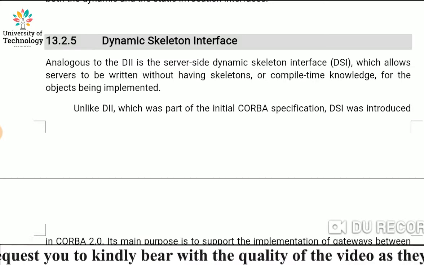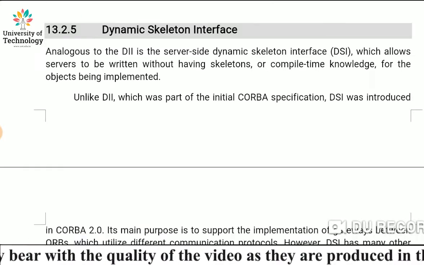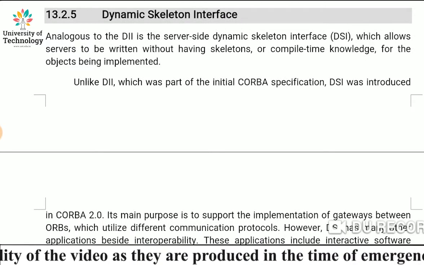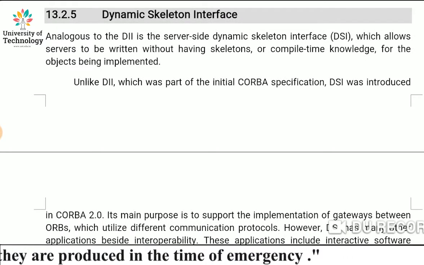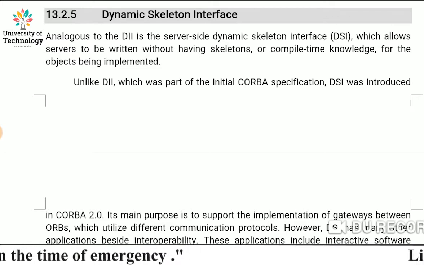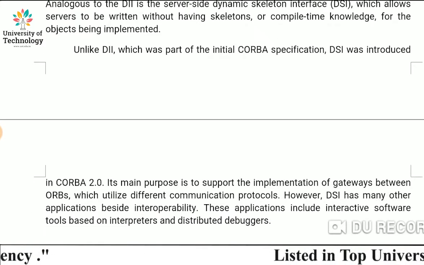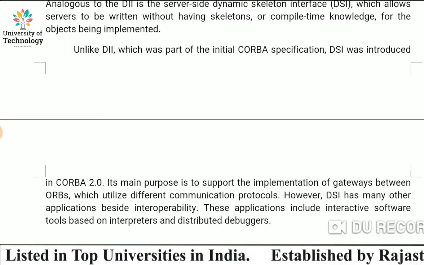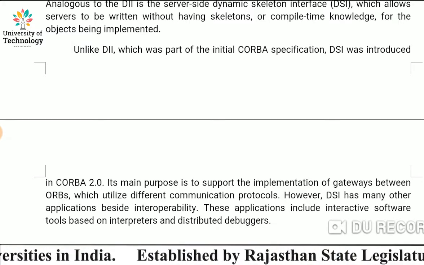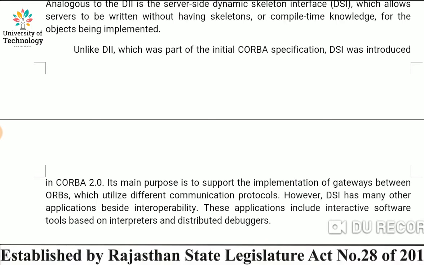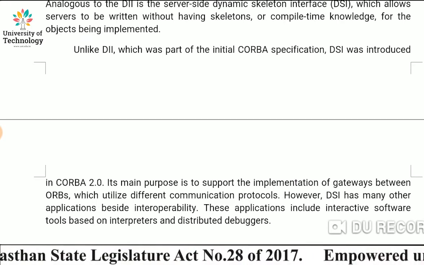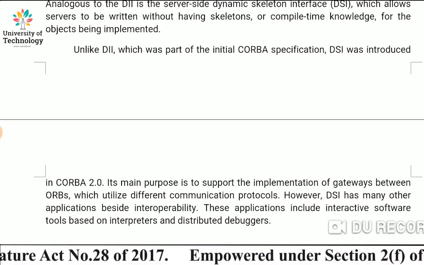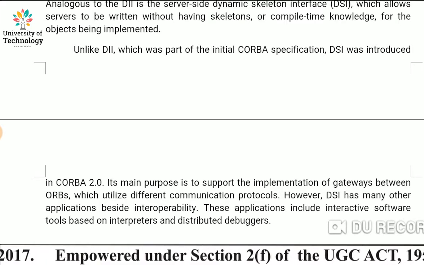What is DSI? Dynamic Skeleton Interface. Its main purpose is to support the implementation of gateways between ORBs which utilize different communication protocols. However, DSI has many other applications besides interoperability. These applications include interactive software tools based on interpreters and distributed debuggers.